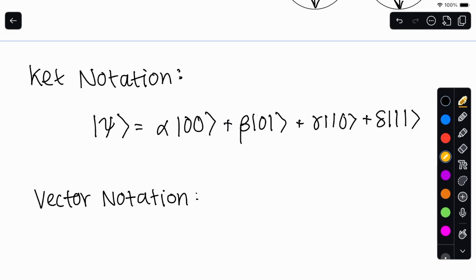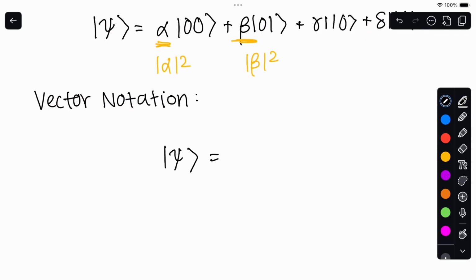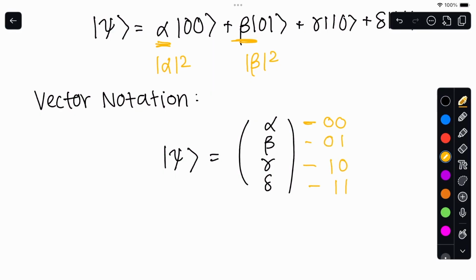And just like before, for instance, the probability of measuring |00> is the magnitude of alpha squared. And the probability of measuring |01> is the magnitude of beta squared, and so forth. So our normalization condition in the 2-qubit case is that alpha squared plus beta squared plus gamma squared plus delta squared needs to be equal to 1. We can also write this down in vector notation. So in this case, we would have alpha, beta, gamma, delta, where the first element is the |00> state contribution, the second element is |01>, the third element is |10>, and the last element is |11>.